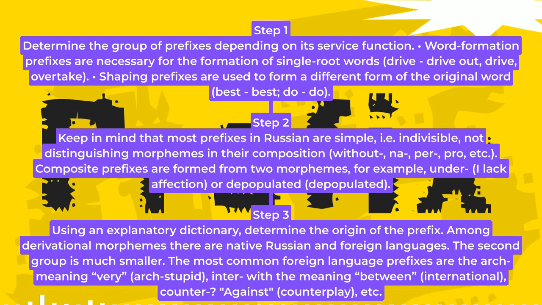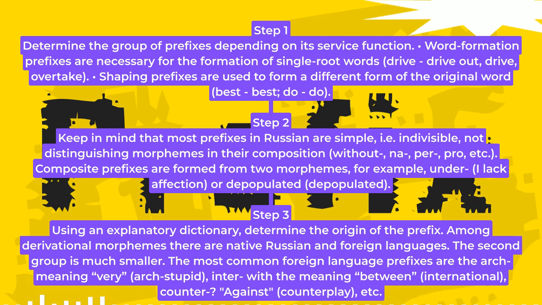Step 2. Keep in mind that most prefixes in Russian are simple, i.e. indivisible, not distinguishing morphemes in their composition, without dash, not dash, per dash, pro, etc. Composite prefixes are formed from two morphemes, for example, under, I lack affection, or depopulated, depopulated.